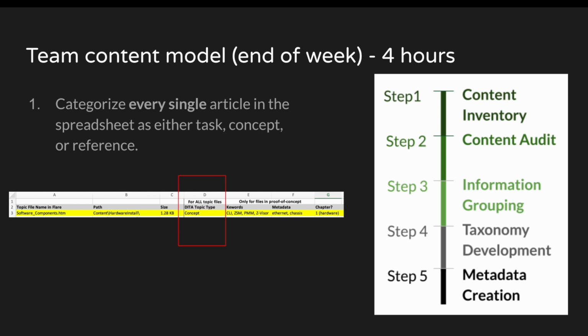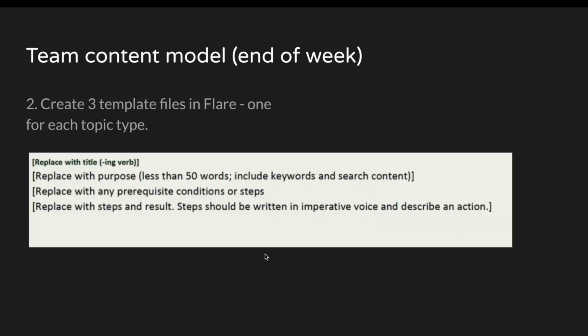This is just one example, and I'll walk you through what you'll need to do. Step 1, once you've downloaded that spreadsheet, is you're going to categorize every single article as either a task or a concept. I'm sorry, a task, a concept, or a reference. So one of the 3 data types. There's going to be a lot of different topics, so this will take some time.